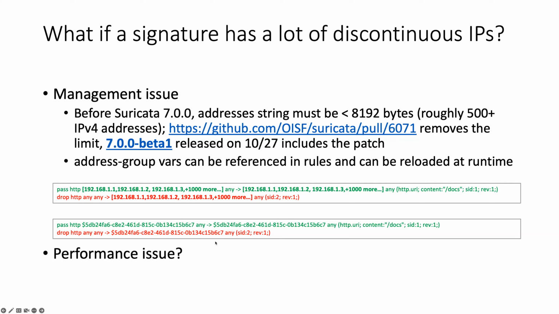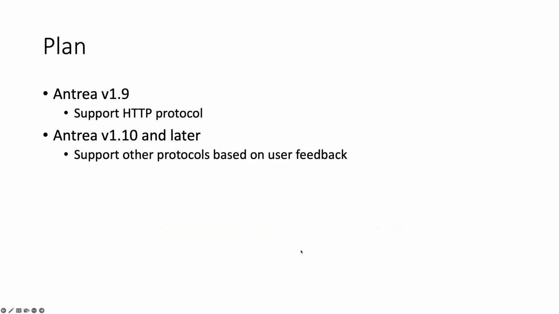And another is the performance issue. What if we have many IPs in a single signature, and what if we have many signatures converted from the Layer 7 policy? Their performance impact, Hongliang will share more information about it. Thanks. Hongliang, could you take it over?